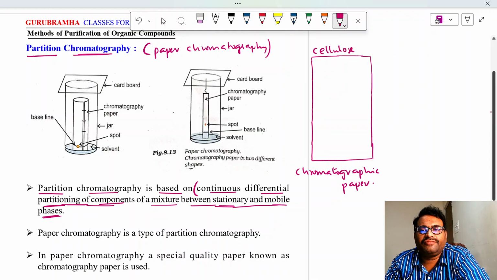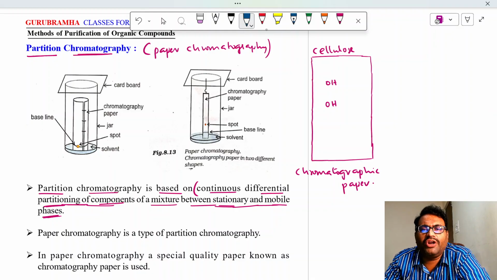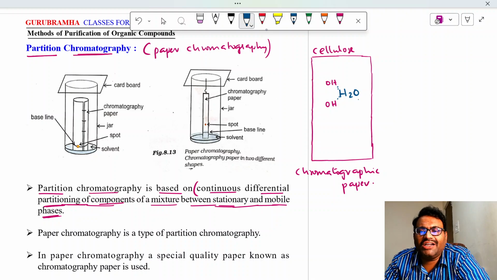Cellulose, you know that. In the cellulose structure, you will find OH at the end. This cellulose will hold water molecules. The OH belongs to cellulose, and the cellulose will hold water. Now this water is acting as the stationary phase.